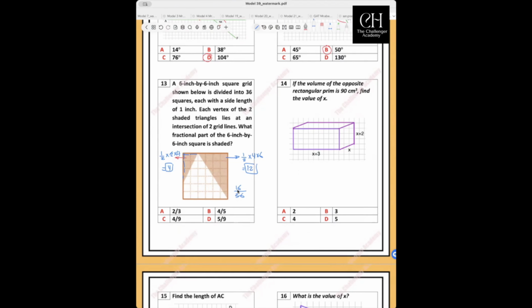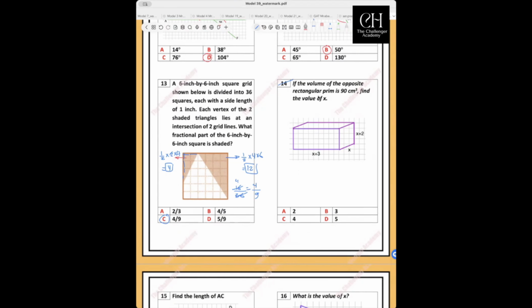Then simplify. You can divide both the numerator and denominator by 4. 16 divided by 4 will be 4. 36 divided by 4 will be 9. So the answer is 4 over 9, which is C. Let's move to the next one.